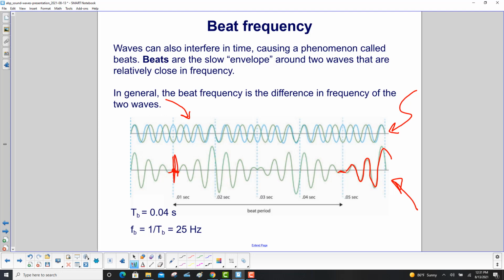So from here to here is one period for this new wave. Okay? So we're going to say the beat period is 0.04 seconds, right? You go from 0.01 to 0.05 before it starts repeating itself, so that's a period. And the frequency is 1 over the period, so that would be 25 hertz. So let's go to the next slide now and see the envelope.